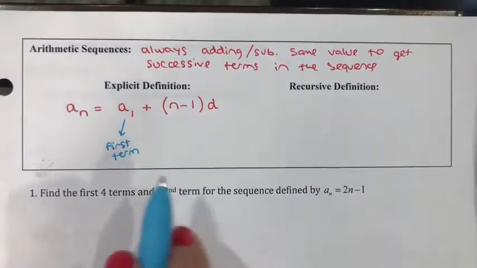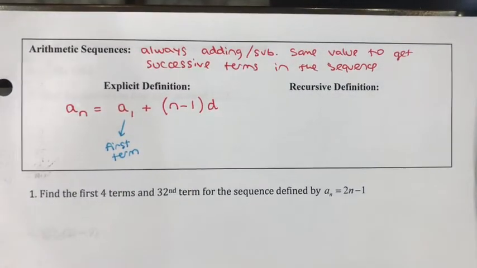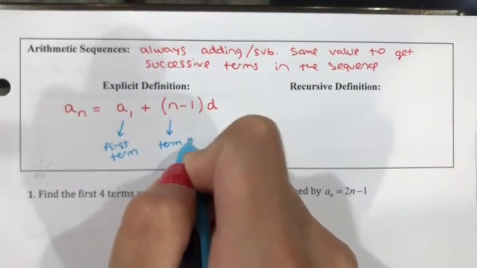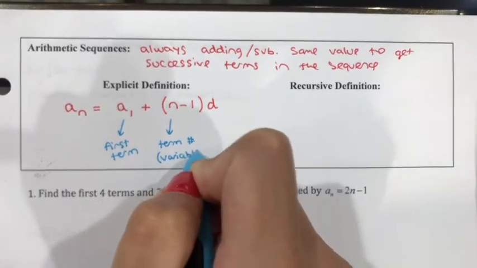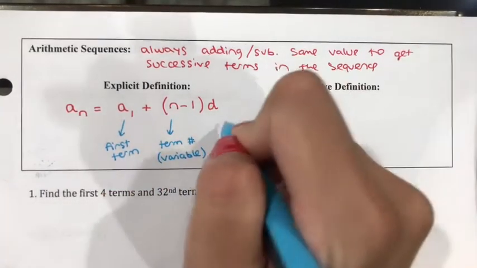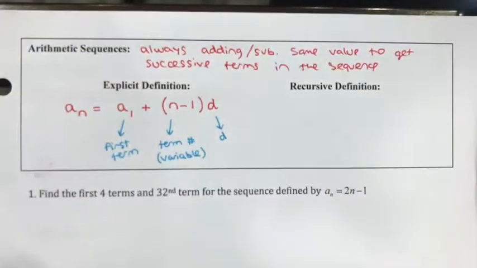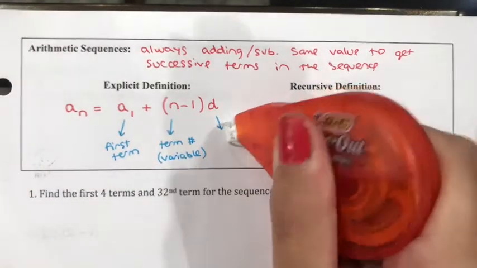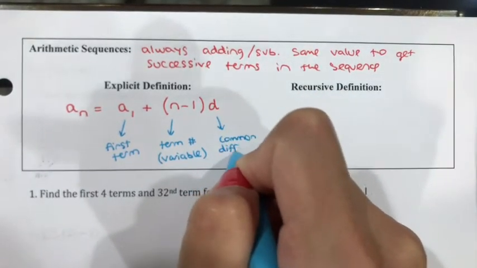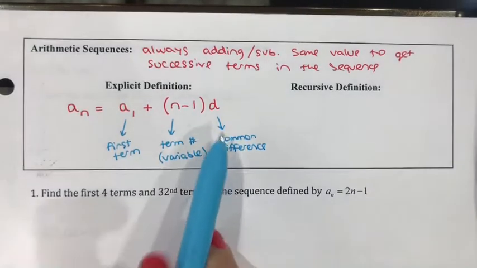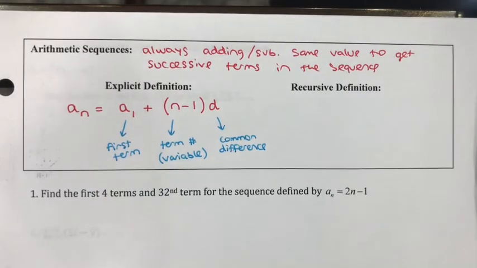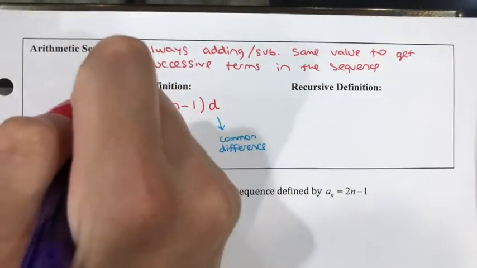So if you have the sequence, you start your equation with the first term. N is your term number. It's the variable. It's kind of like having x in an equation. That's going to stay there. Finally, d is the common difference. So as long as you know the common difference and the first term of a sequence, you can write the explicit definition.